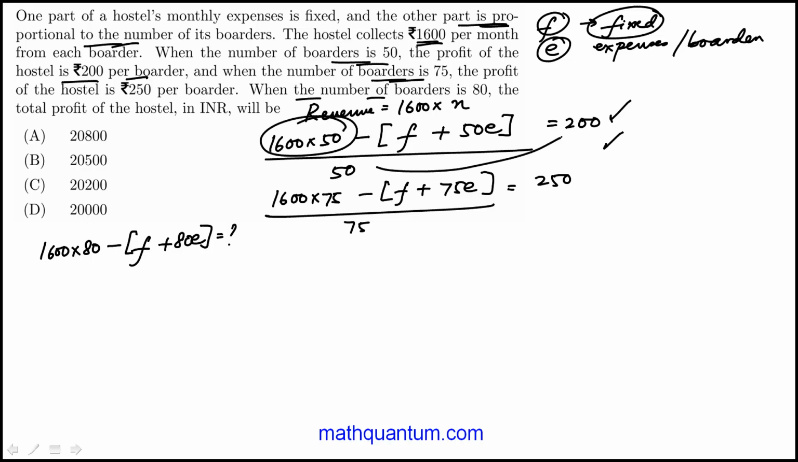So this, I'm going to multiply that. So 16 times 5 is 80. So it's 80,000. And then this would be 10,000. And that would be equal to that. So my first equation would be F plus 50E is 70,000.